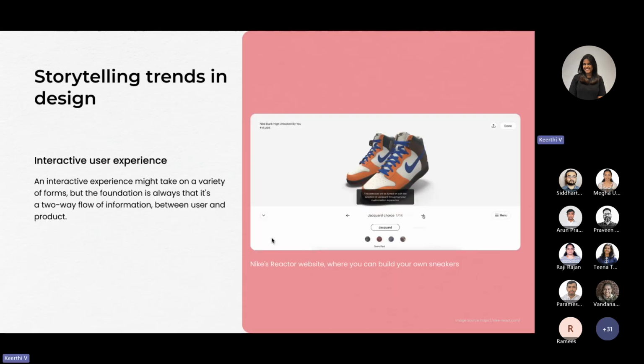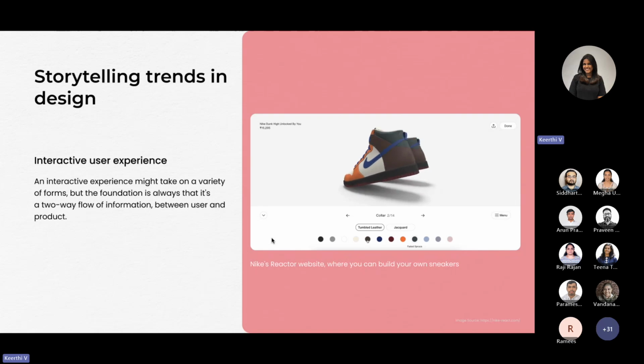Now let's see some of the trends where storytelling is being used. There are a lot of emerging trends when it comes to UX and the design field, but everywhere, at least one element of storytelling is being used. The first trend is interactive user experience, where the user is able to communicate with the design in a two-way form of information. Here we can see the Nike React website.